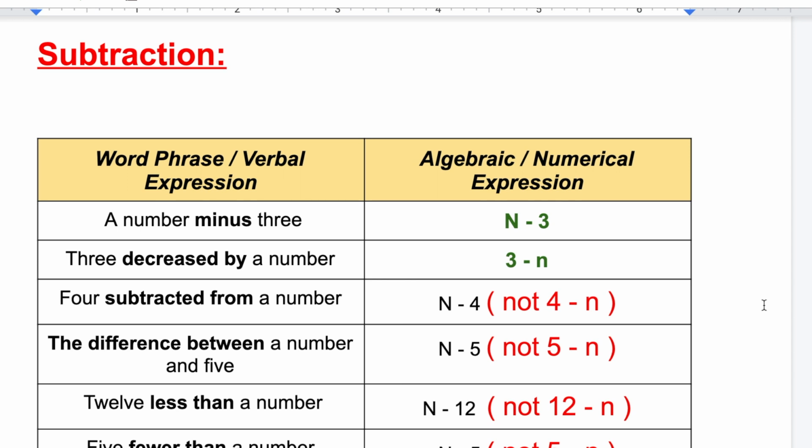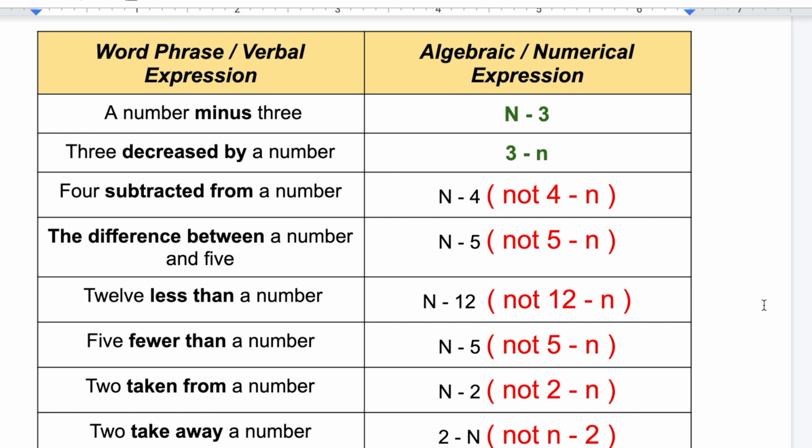Now the next examples will confuse you a little bit, but I want you to focus. 4 subtracted from a number. So the original number is not 4. The original number is the number itself, which is n. But this n was decreased by 4. So we took 4 from it. So 4 subtracted from this number. So n minus 4. It's not 4 minus n. So here you need to flip it. The word that I wrote at the end in the algebraic expression should be written first.